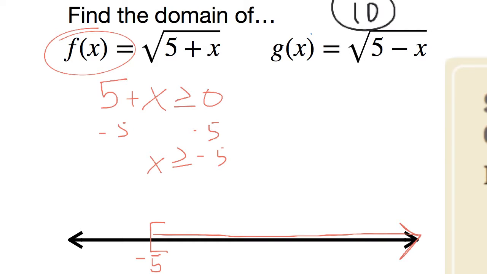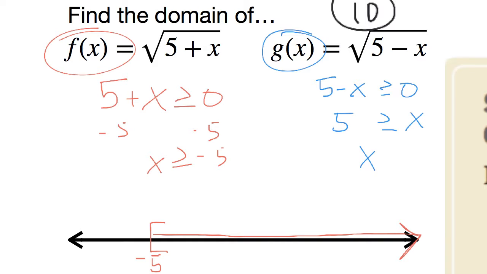Then over here, blue function, we have to make sure that 5 minus x is greater than or equal to 0. Adding x to both sides, you get 5 is greater than or equal to x. And so therefore, flipping it around, you can say x is less than or equal to 5. So here's 5, and it's shading in this direction.